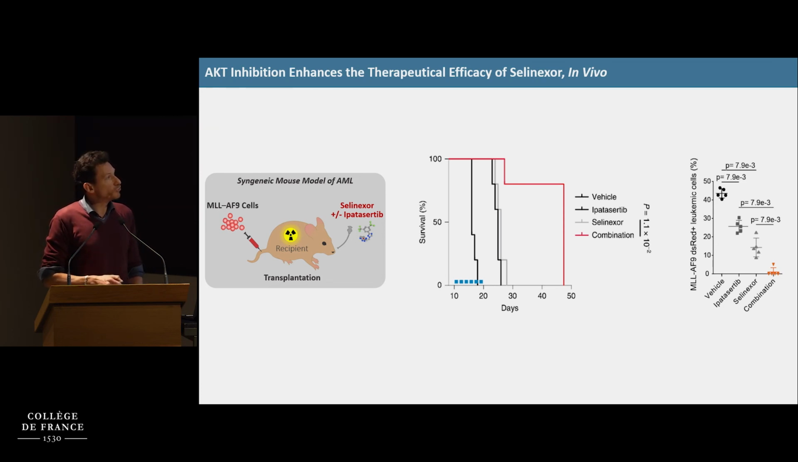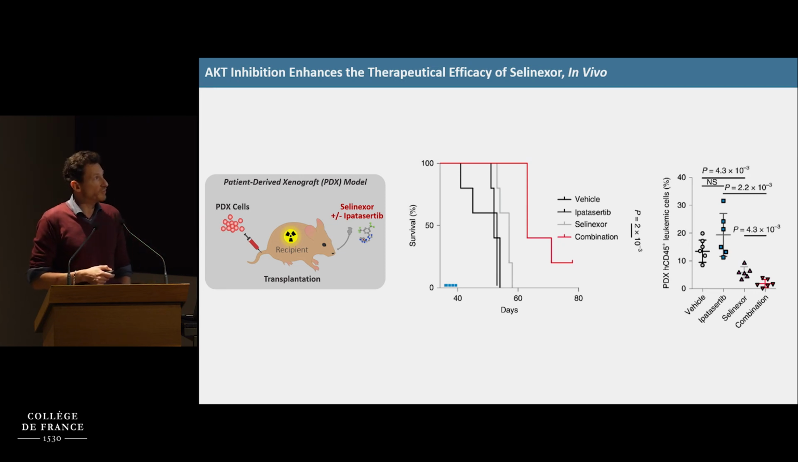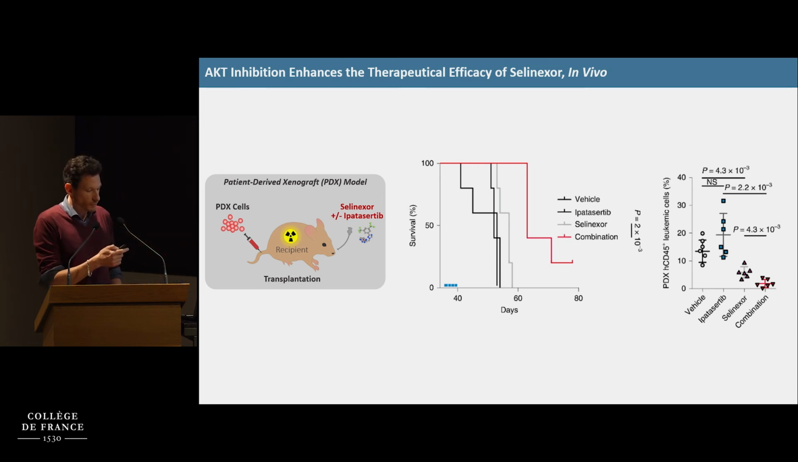This was also associated with a drastic decrease in the disease burden of the bone marrow, of the MLL-AF9 blasts in the bone marrow of the mice. We then decided to test the efficacy of this combination in a patient-derived xenograft model, the same way we used MLL-AF9-driven PDX cells that were injected into irradiated recipient mice, treated again with the combination of selinexor and ipatasertib. And we found that here again we're able to prolong the overall survival of the mice in comparison with every drug taken alone, and this also was associated with a strong reduction of the disease burden in the bone marrow.